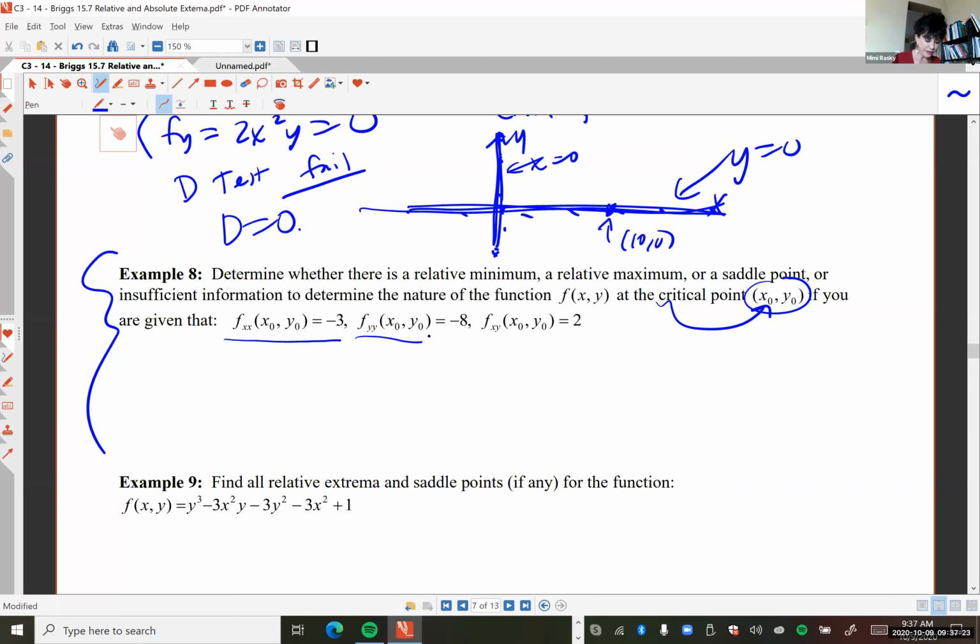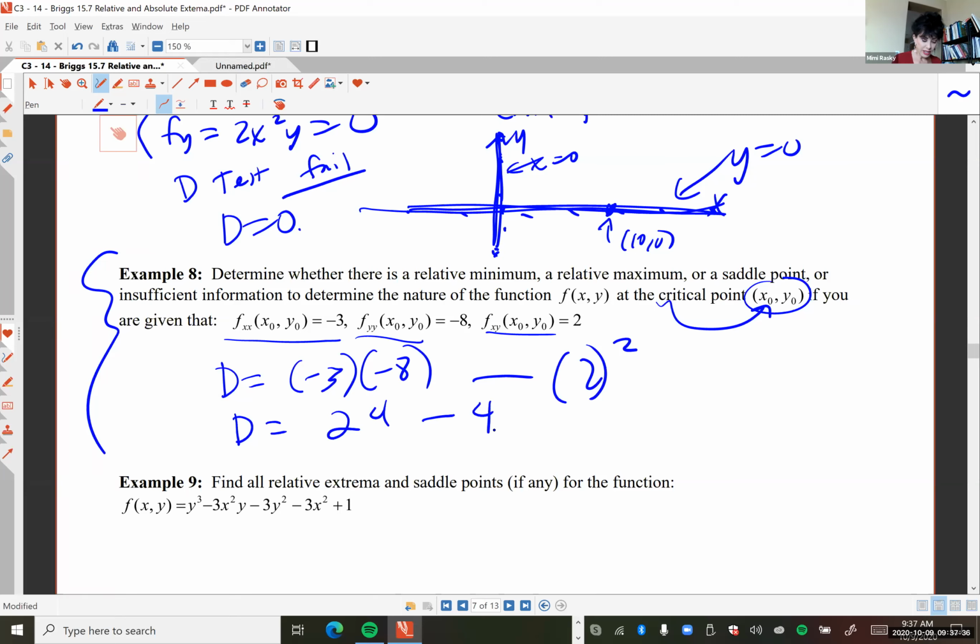And then they're telling you the values of these second partials. You form D, which is fxx times fyy minus fxy squared. By looking at your D and also your second partials, you can tell whether this is going to give you a max, a min, or a saddle point. What do you think? That's a max.